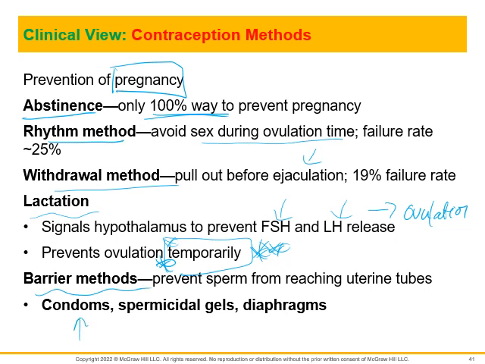There are also barrier methods, right? So with condoms, you don't allow the sperm to get into the female reproductive tract. Some condoms have spermicidal jellies just in case some of the sperm happen to make it out. If there's a tear in the condom for some reason, the spermicide will kill any of the sperm. And then sometimes people use spermicidal gels with diaphragms. A diaphragm is a plastic piece that you insert, and it blocks the entry from the cervix into the uterus, so the sperm can't get past that diaphragm.